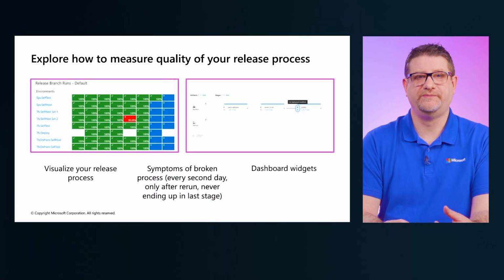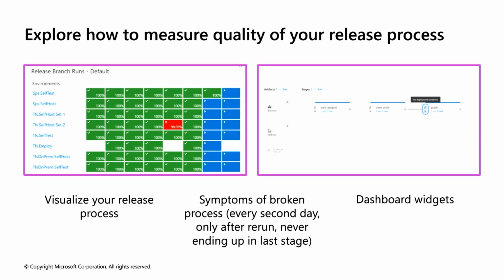Azure DevOps enables teams to measure and visualize the quality of our release processes. The first image here shows a dashboard grid with environments and test runs, where each cell represents the success rate of the release branch runs. It also uses color like green for 100%, red for failures, and blue for stages not yet completed. This visual approach helps teams quickly spot issues, track progress, and identify patterns such as environments that consistently pass or fail tests. By monitoring these metrics, organizations can detect symptoms of a broken process like frequent failures, reruns, or releases that never reach the final stage, allowing for rapid troubleshooting and continuous improvement.